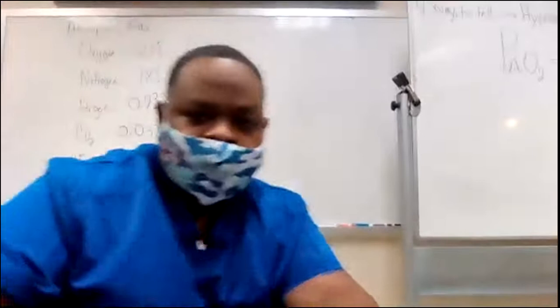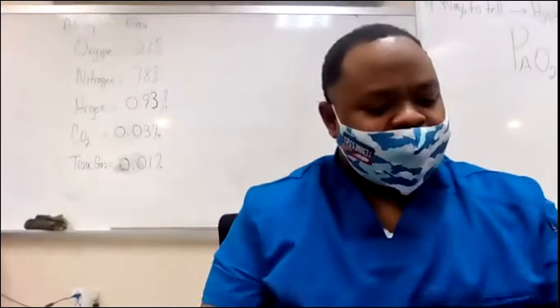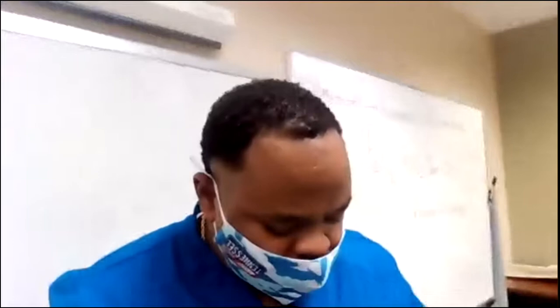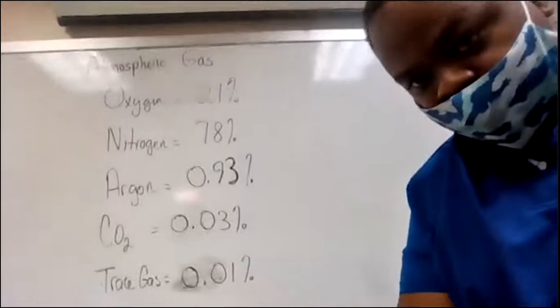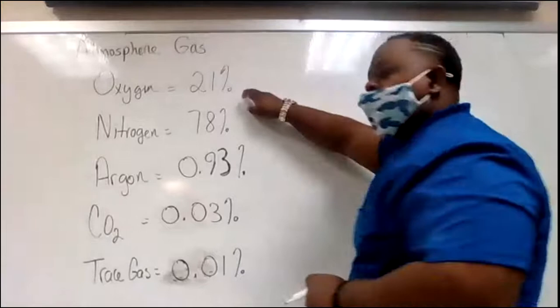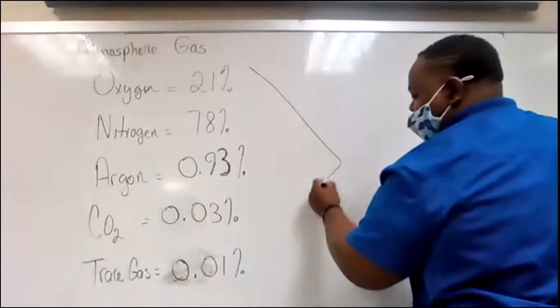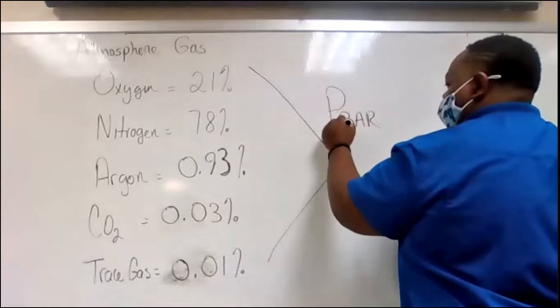Trace gas, yes, ma'am. All right, so the gases in the atmosphere, guys. Just here for a minute so you can see it a little bit better. The gases of the atmosphere. Oxygen makes up 21% of the atmosphere. Now see, all of these make up the P bar, which is the barometric pressure. All of them together make up the barometric pressure.